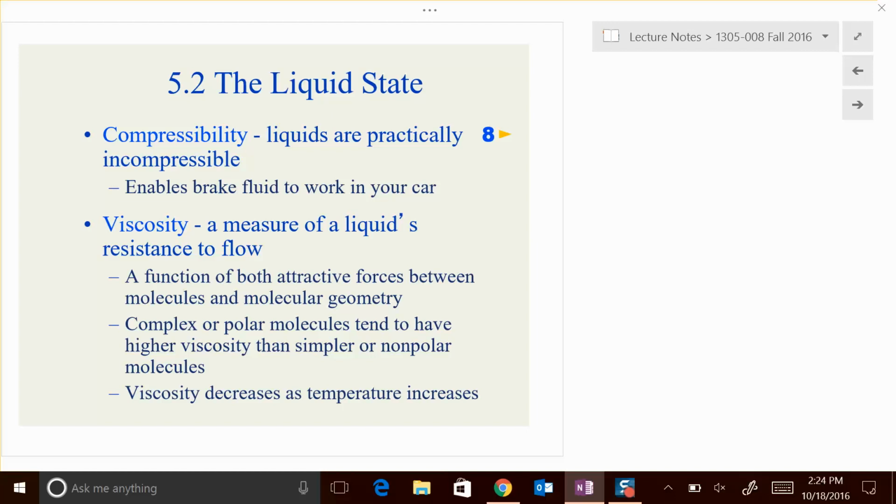But if it was compressible, then I would push and the liquid would compress and the brakes would never compress. Has anybody ever had the wonderfully fun experience of having air in their brake line? You have? Yeah. What's that like? A pain. It's a pain.